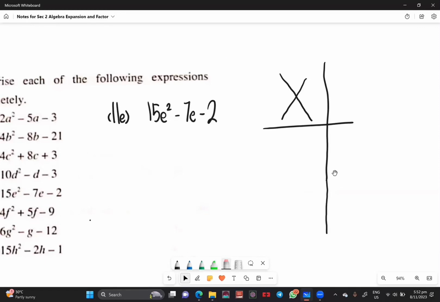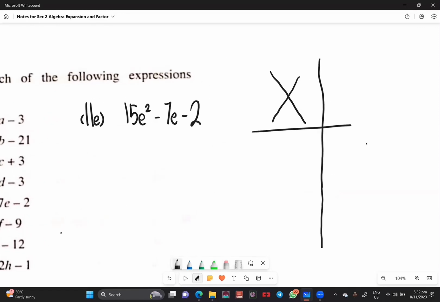When I look at this question, what I want to do is, of course, plug it in. So I write 15e² over here, -2 over here, and -7e over here. Let's list down the factors of 15e². When I look at 15e², let me list down the multiples, okay?